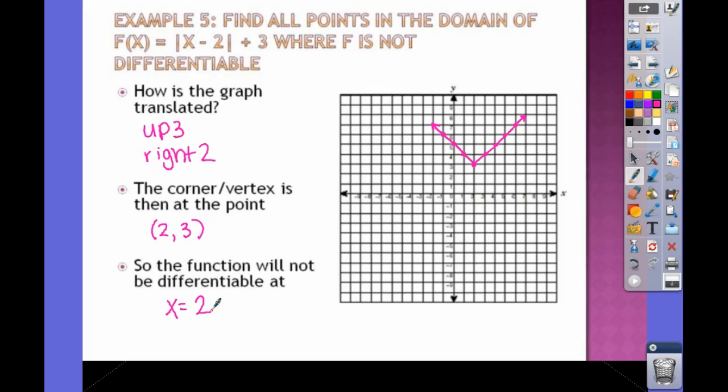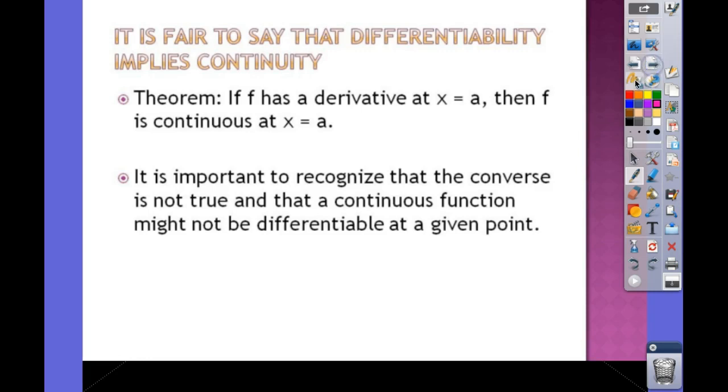Differentiability is not bad, right? So far, good. We're going to throw in some cosines and tangents.